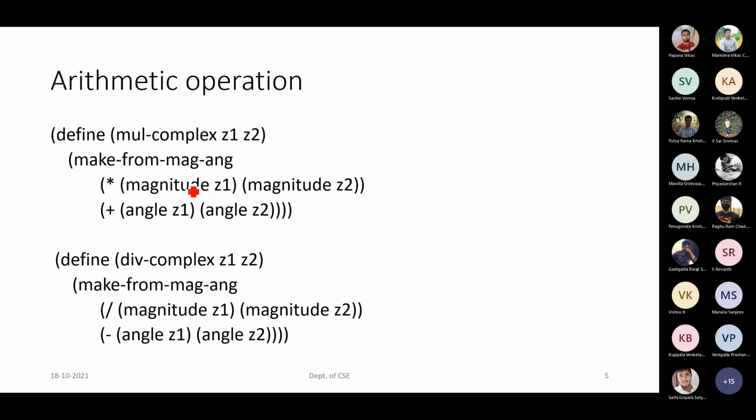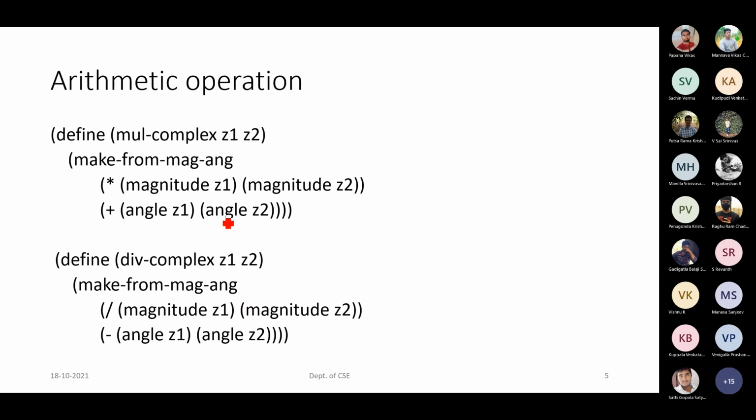So we have defined a procedure called make from magnitude angle, where we are constructing the complex number, and we are expecting two arguments. The first one is the magnitude. The second one is the angle. And we are constructing it back. So cons of magnitude angle will be the body of it.